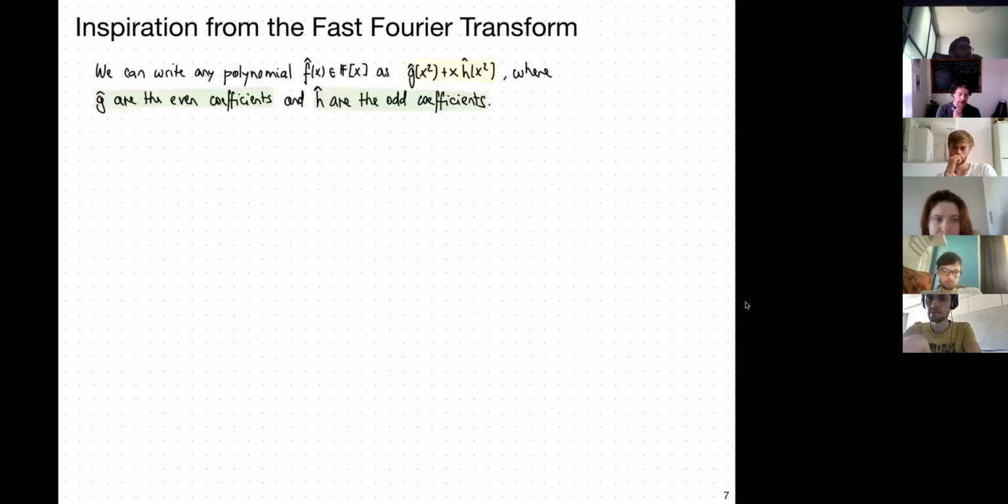Okay, there's a cool idea in the fast Fourier transform, where we can take some polynomial of our choice and divide it into odd and even variables. So, what do I mean by that?